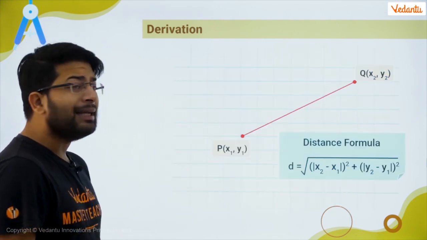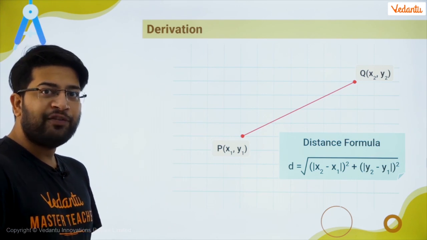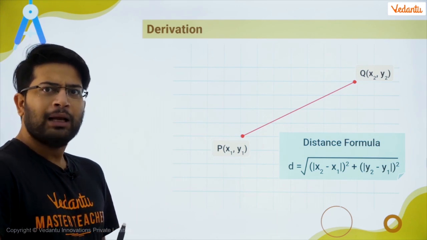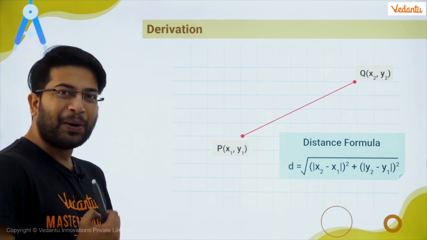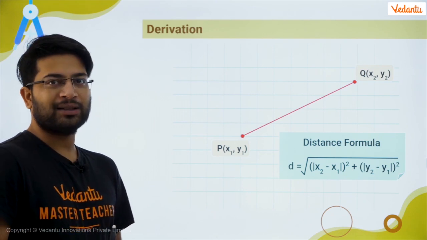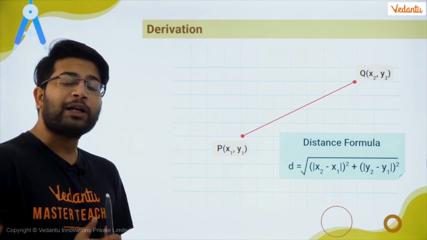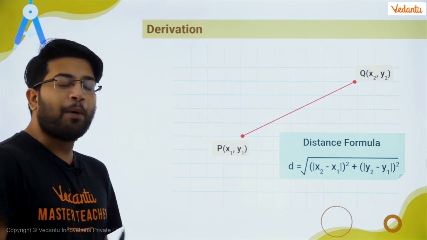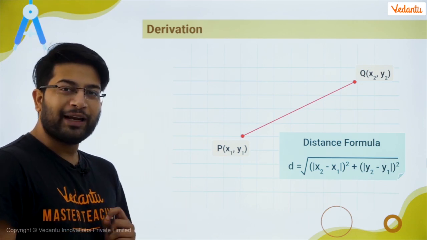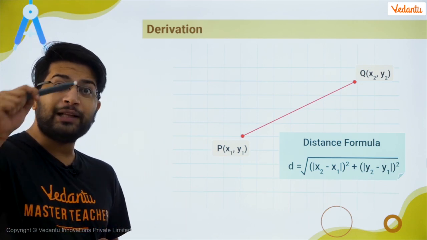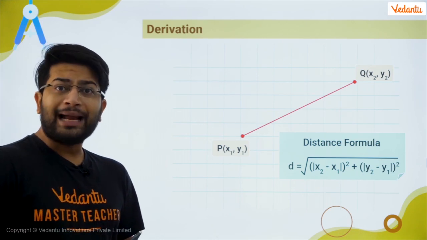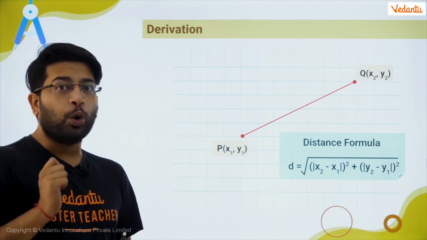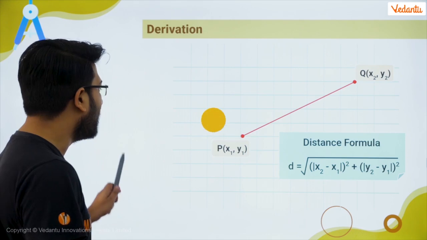So champ, this is the formula: if in the coordinate plane we know the coordinates of any 2 points, then with the help of the distance formula, we can find the distance between those points. That is actually the distance between those points. I hope it is clear.